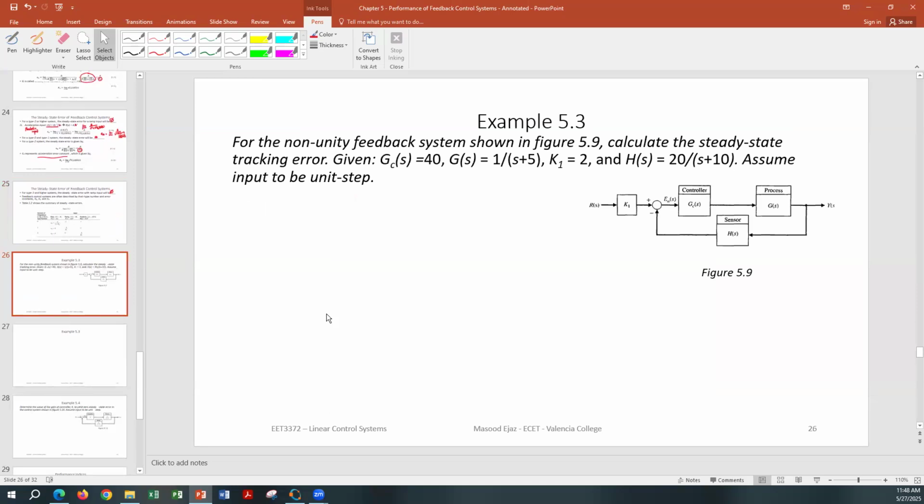For the non-unity feedback system shown in figure 5.9, calculate the steady state tracking error given GC(s) is equal to 40, G(s) is equal to 1 over s plus 5, K1 is equal to 2, H(s) is equal to 20 over s. Assume the input to be a step input. So it's a simple problem.